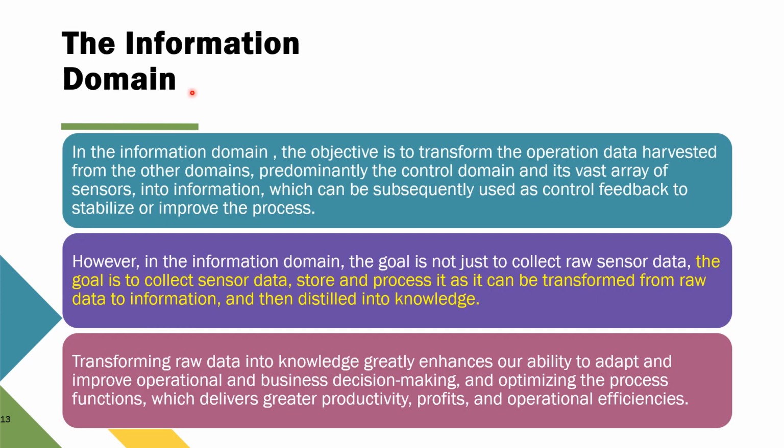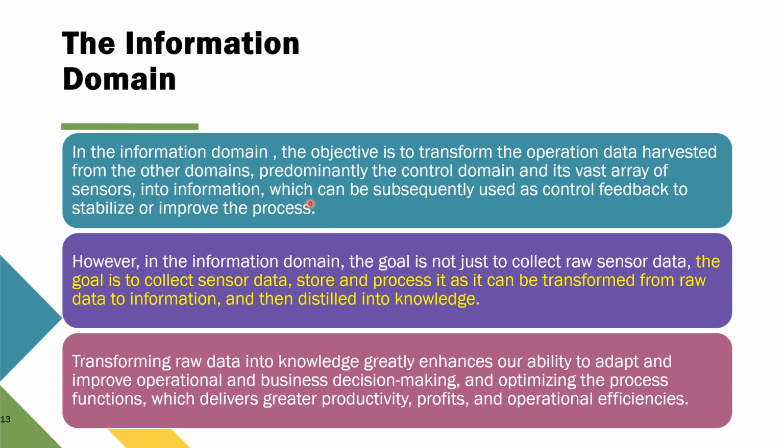Suitable to the name of the domain, which is the information domain, the objective of this domain is to transform the operation data harvested from the other domains. For example, predominantly the control domain itself, and also the vast array of the sensors. All of this data, we want to change it into information that is readable by the user, so that we can subsequently use it as a control feedback to stabilize or improve the process.